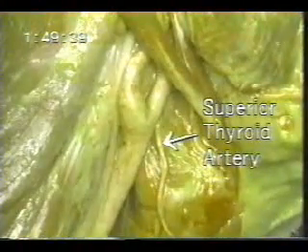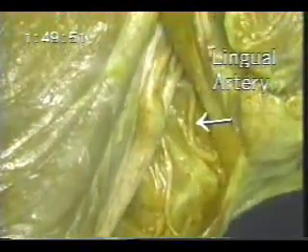The first branch of the external carotid is the superior thyroid artery. It runs downwards alongside the larynx to reach the upper pole of the thyroid gland. The next branch is the lingual artery. It runs downwards and forwards, passing deep to the hyoglossus muscle to supply the tongue. To see the remaining branches of the external carotid, we'll remove the posterior belly of the digastric and the stylohyoid muscle.